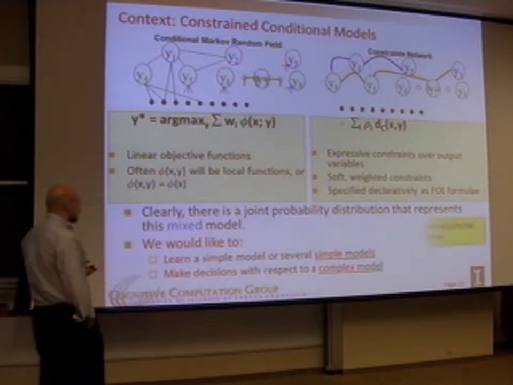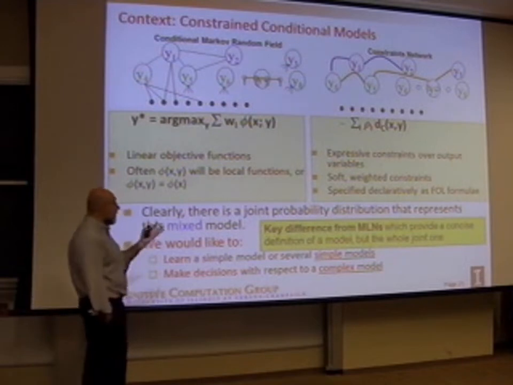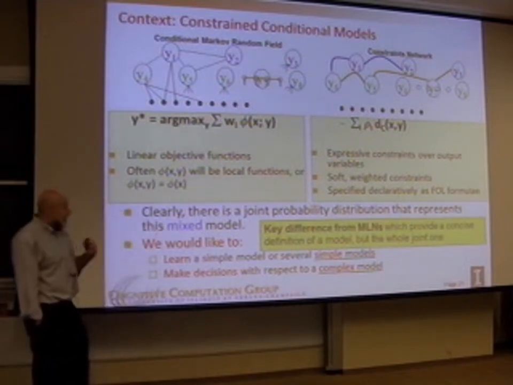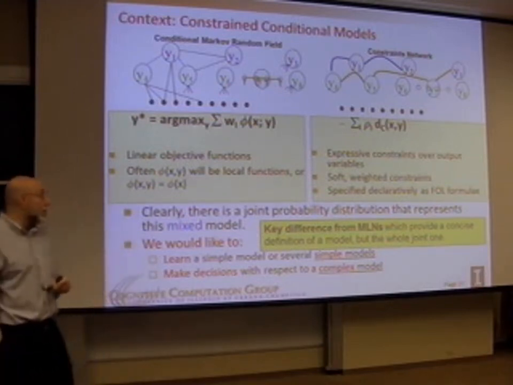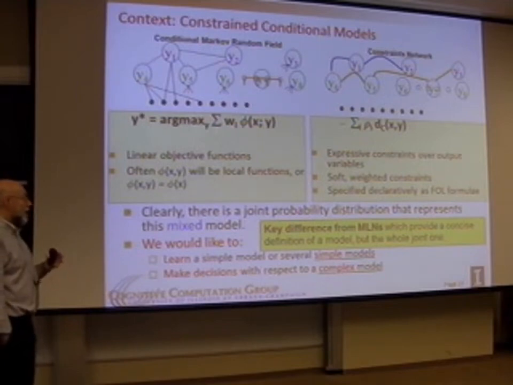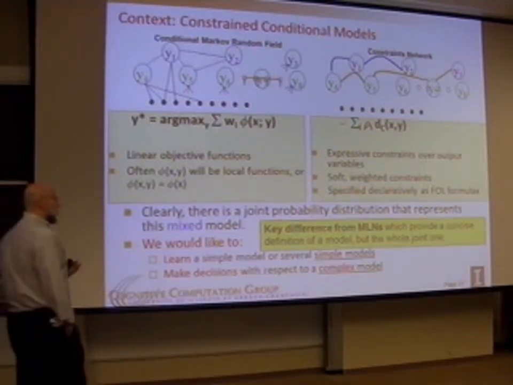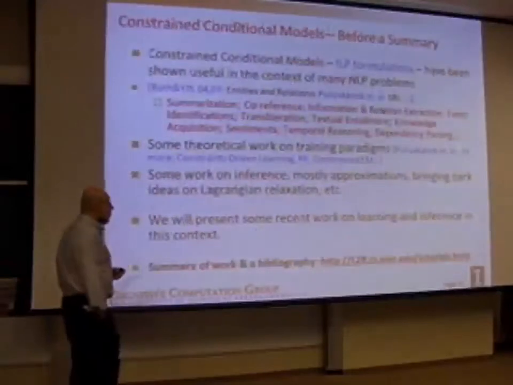If you want to compare it to other models that exist, for example, Markov logic networks, the key difference is that while Markov logic networks also provide a way to represent this joint model, the philosophy there is that they want to represent and learn the whole joint one.